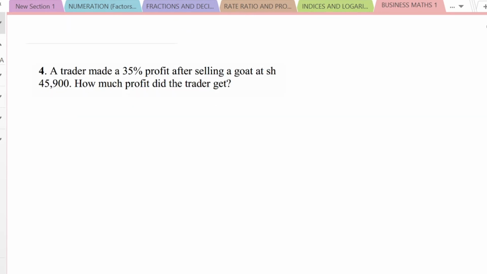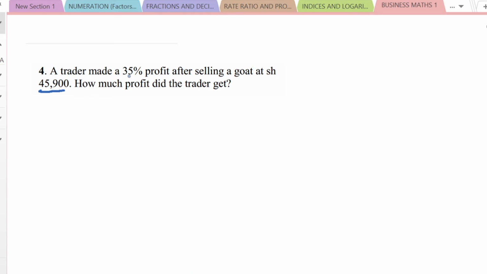So moving on, a trader made a 35% profit after selling a goat at 45,900. How much profit did the trader get? So it's a 35% profit after selling a goat at this much. How much profit did the trader get?